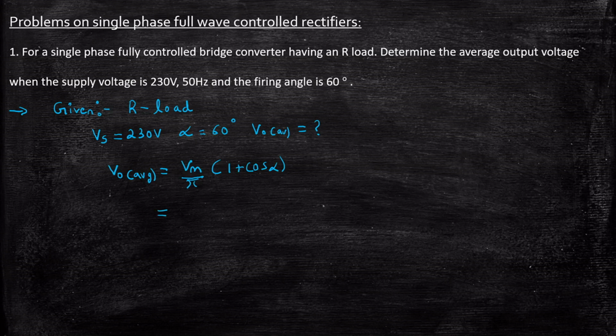So a lot of students make a mistake over here, taking Vm as directly to be equal to 230 volt. So that is not how we are supposed to take it. We have to consider the peak value, that is 230 into root 2. That will give us the Vm value divided by pi into 1 plus cos 60 degrees. Substituting and solving, we will be getting Vout average to be equal to 155.3 volt.